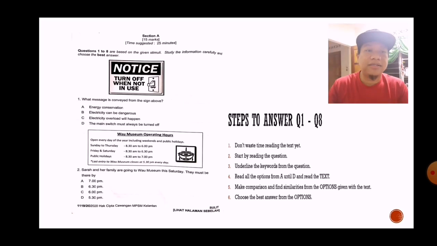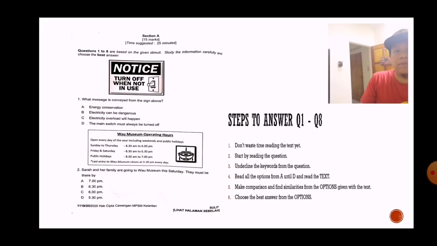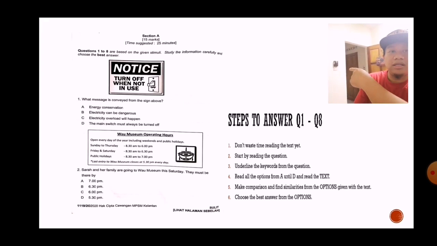Next step is, after you have read all the options, only then you read the text. So let us read the text. Notice, turn off when not in use. It means tutup switch bila tak pakai. Jadi apa tujuan dia tutup switch bila tak pakai? Look at here, for example, can you see here? Wait, let me turn the camera. There's a switch there.